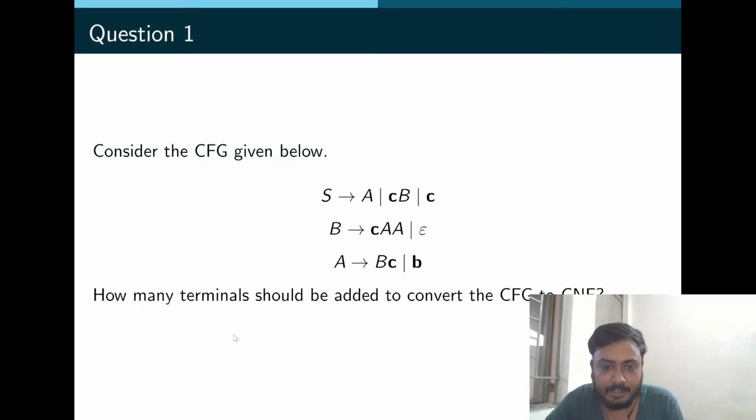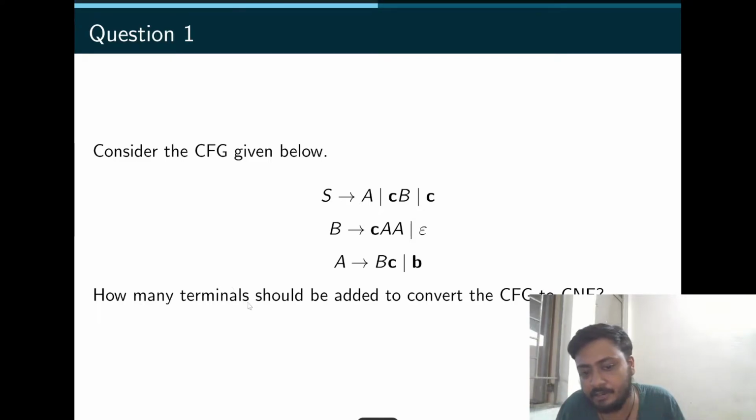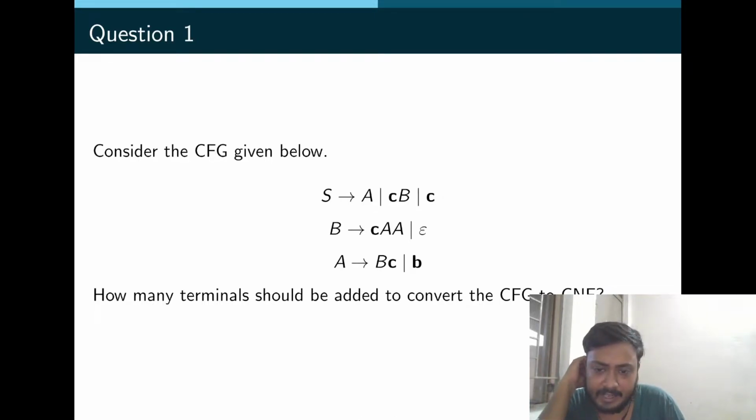So, for example, this is the first question. This is based on context-free grammar, CFG, and you have a CFG given in the form below, which is the starting symbol S gives A or CB or C. B gives CAA or epsilon, which is empty, and A gives BC or B. So the question is about how many non-terminals should be added to convert the CFG to CNF. That is like the second part of the question.